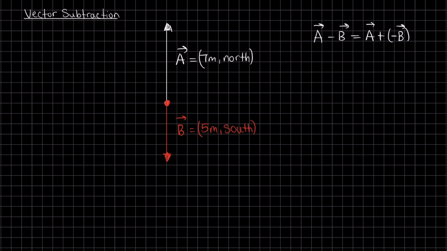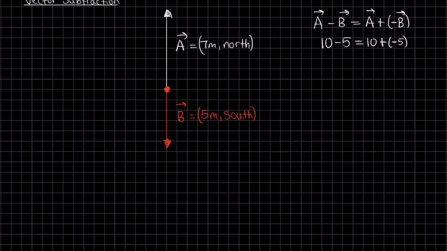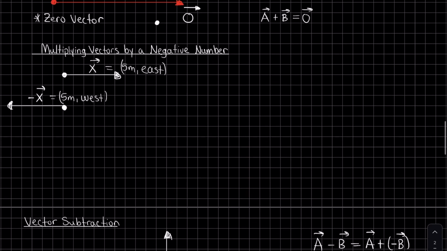Here's a simpler way to think about this. If I do 10 minus 5, that's the same thing as if I take 10 and I add negative 5 instead. I get the exact same answer. So let's see how we do this. First, I need to draw vector A. So I'm going to draw vector A here. But I'm not adding vector B to it. I'm adding minus B. So remember what happens when we multiply by a negative.